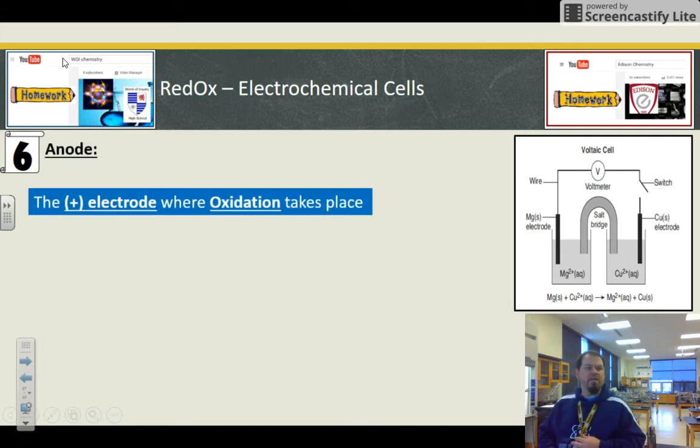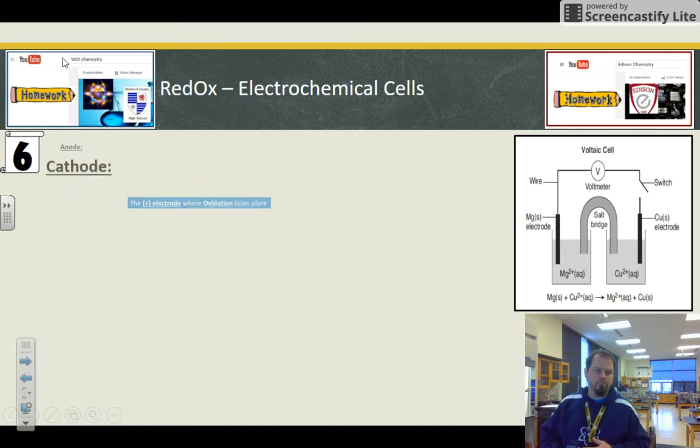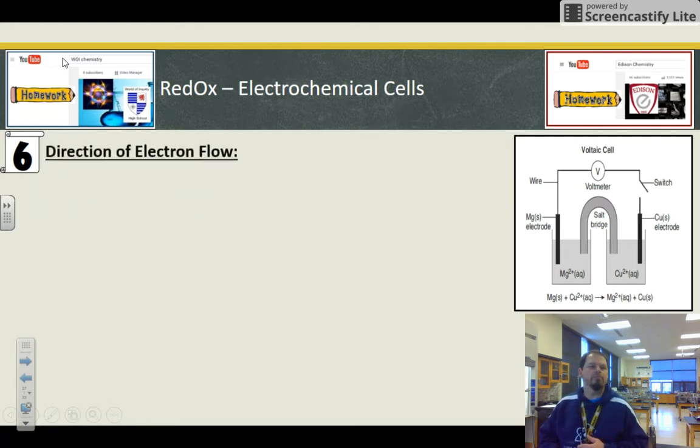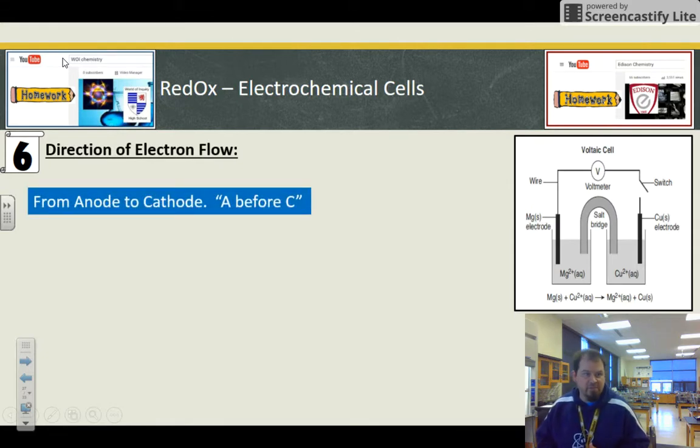The anode is the positive electrode where oxidation takes place. Oxidation is losing electrons. I lose an electron, what's left? I'm positive now. The cathode is the negative electrode where reduction takes place. Reduction is gaining. Oil Rig: gain electrons, I become more negative. Direction of electron flow, for voltaic cells specifically, is always from A to C, anode to cathode. So you figure out who the anode is, you figure out who the cathode is. Now you know which direction it's going.